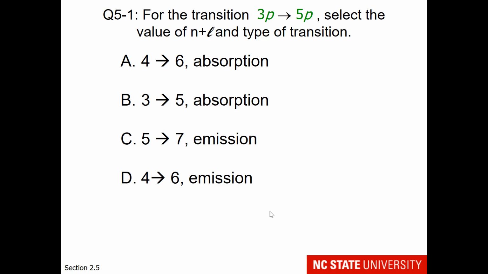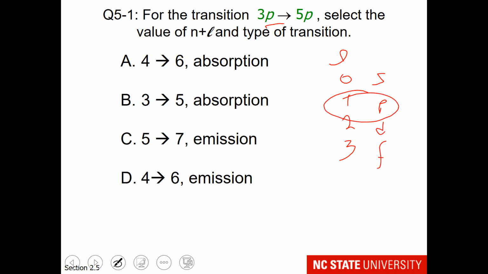So here's a question for you. For the transition 3p to 5p, select the value of n plus L and the type of transition. So of course one has to remember that if L is 0, 1, 2, 3, that we have designations S, P, D, and F. So we are, of course, speaking of P, so I believe you know what you need to do here. Take n plus L for each one, and then compare the numeric values.